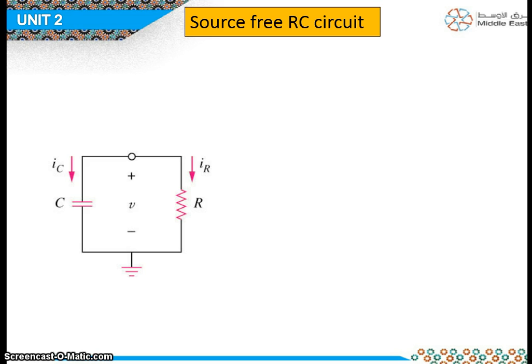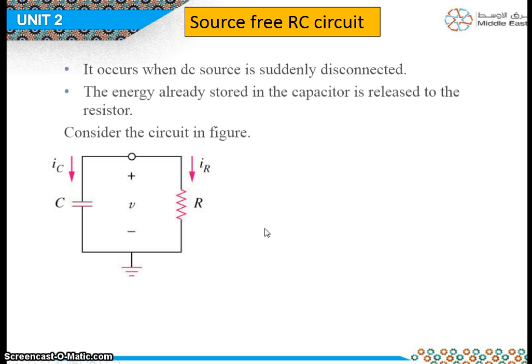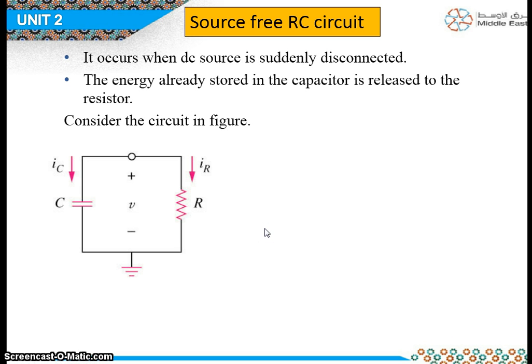This is the circuit as a result of disconnecting the source. We have only one capacitor and a resistor. You can see here there is a current flowing through the capacitor and the resistor. This is actually due to the energy stored in the capacitor when the battery was initially connected.